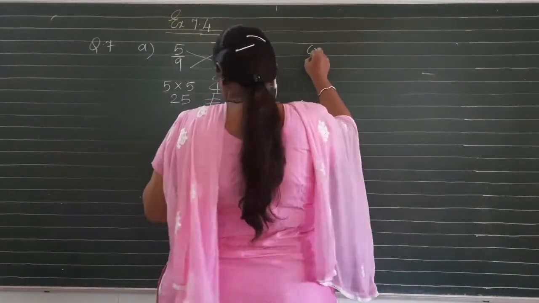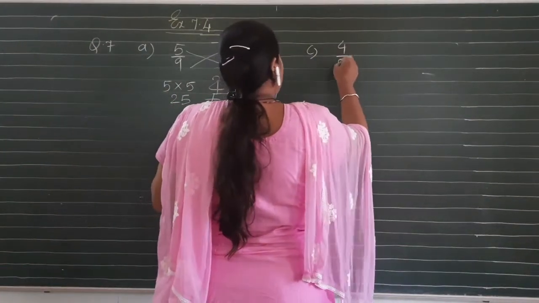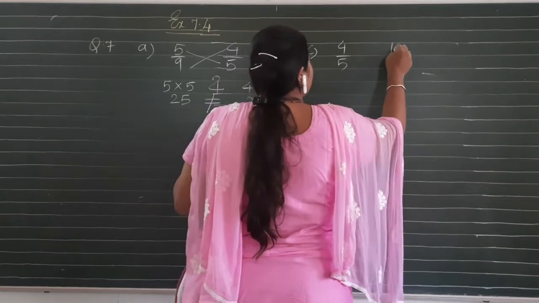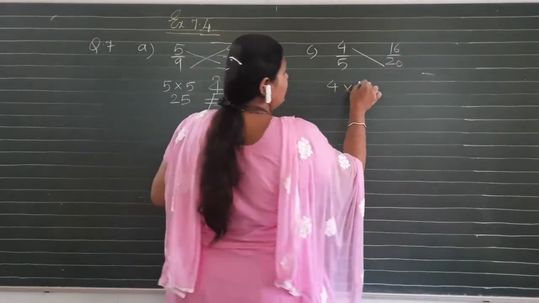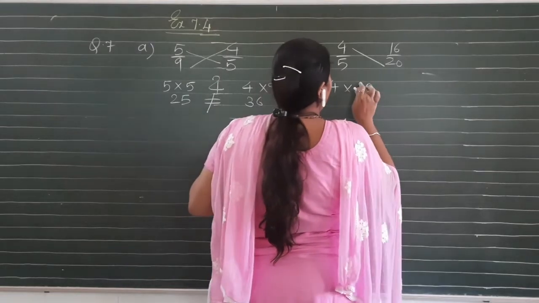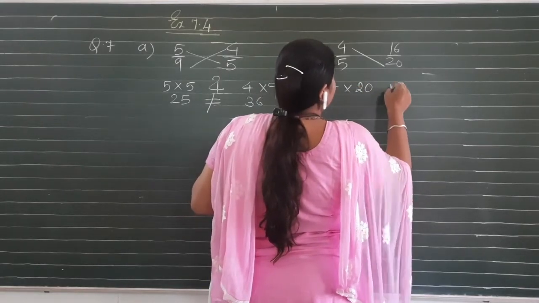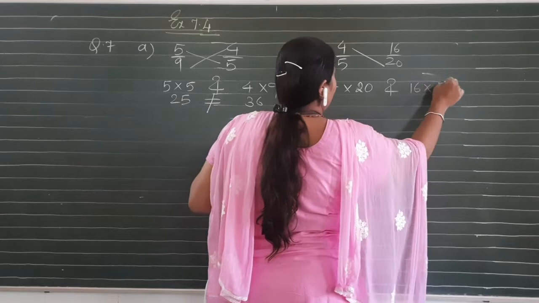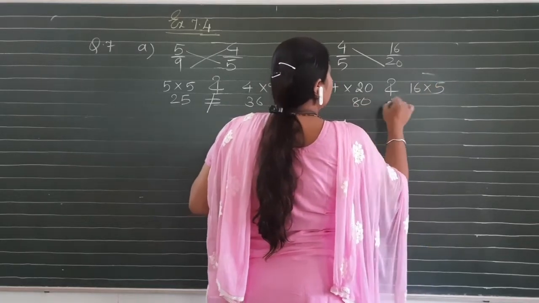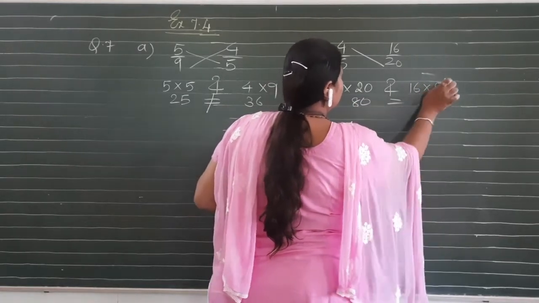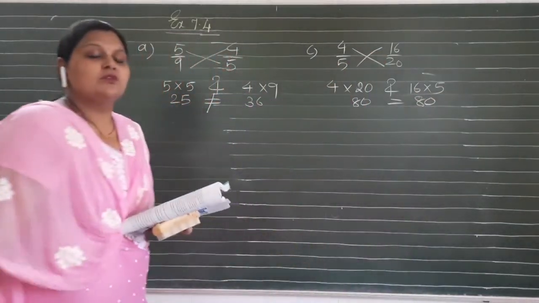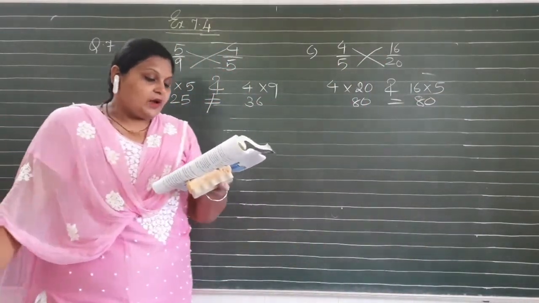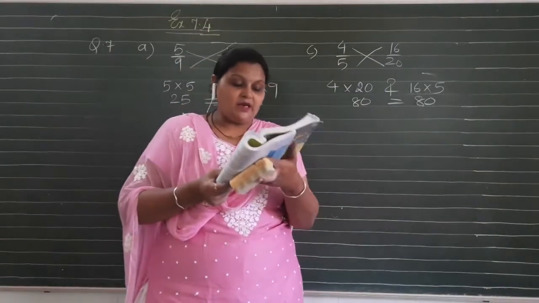Next, C. Is 4 upon 5 equal to 16 upon 20? 4 will be multiplied by 20 and 16 multiplied by 5. 80 is equal to 80. So these fractions are equivalent or equal. Now let us see sum number 9.